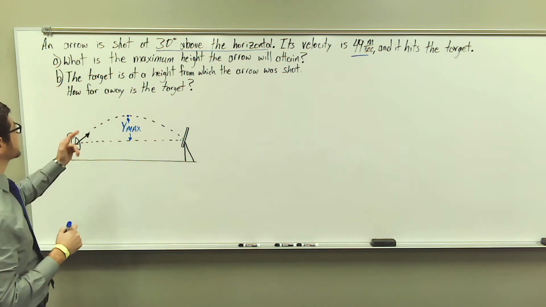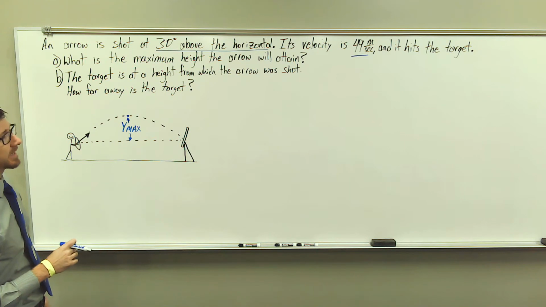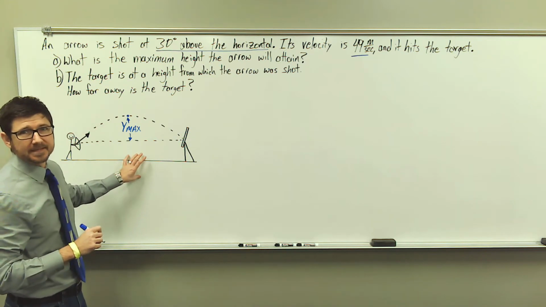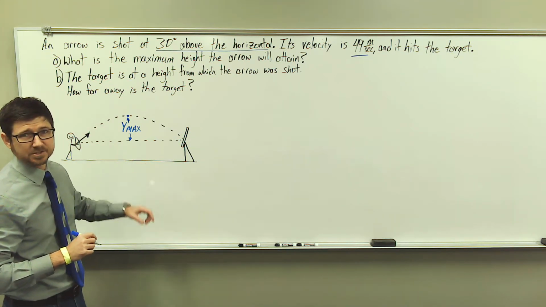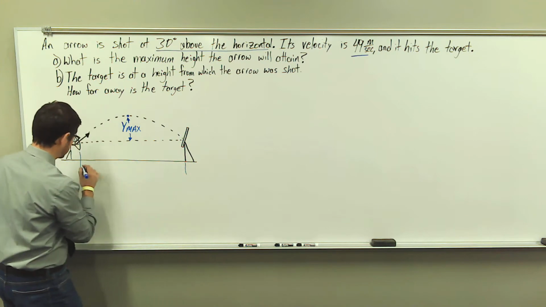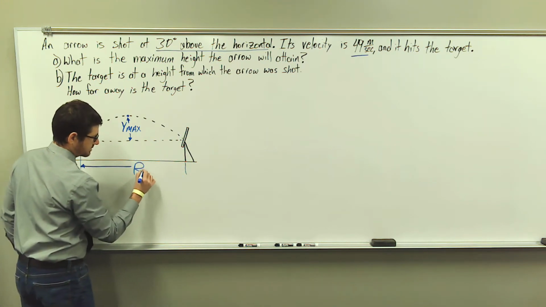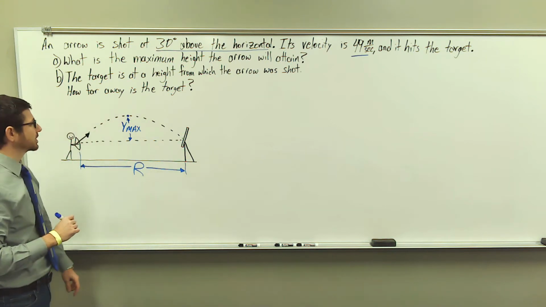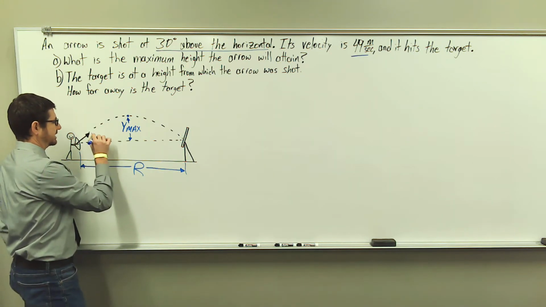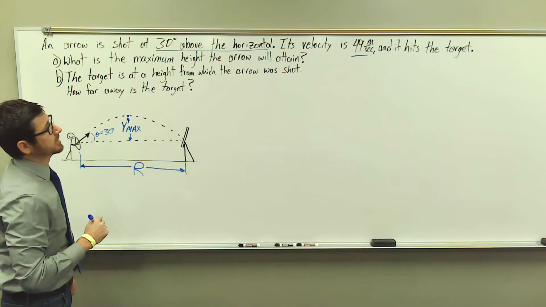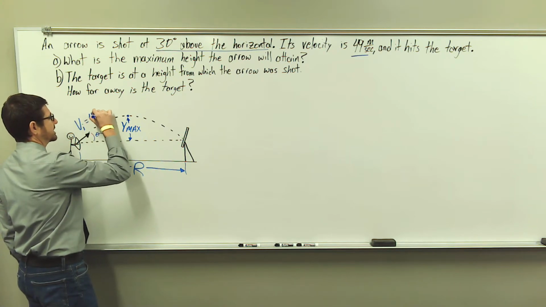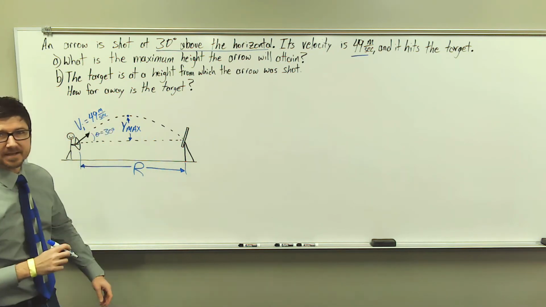And then in part B, it wants to know the target is at a height from which the arrow was shot. How far away is the target? So in projectile motion, the horizontal distance is known as range, identified by capital R. So right here, we have range, okay? Now, some of the important information, it's 30 degrees above the horizontal, so angle theta, 30 degrees, and the initial velocity is 49 meters per second, so V sub I is 49 meters per second, okay?